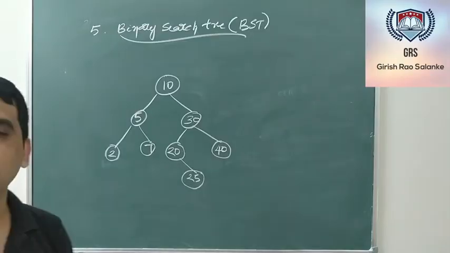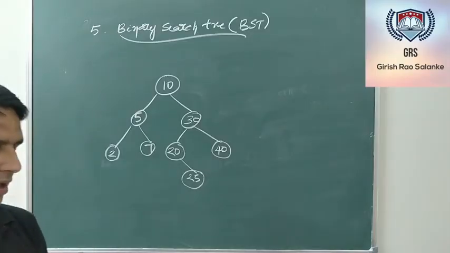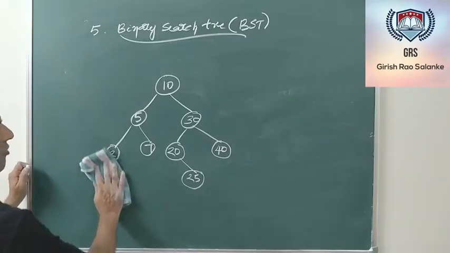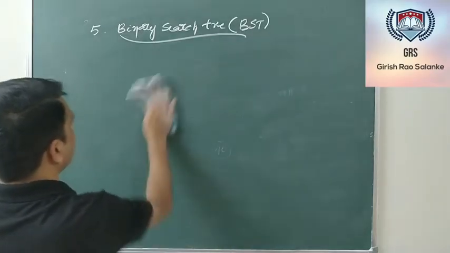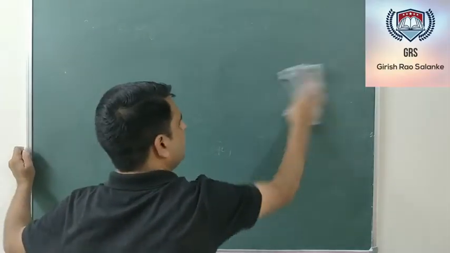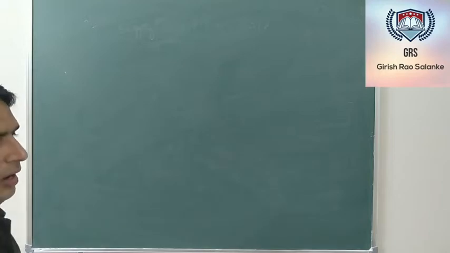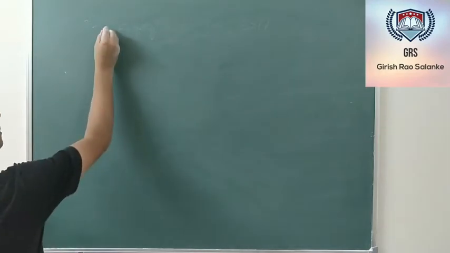So this is about what we mean by a binary tree and the different types of binary trees. There are many other variants of binary trees like an AVL tree and a heap. We'll discuss all those at a later stage, not right now. Now coming to the next topic: the representation of a binary tree.